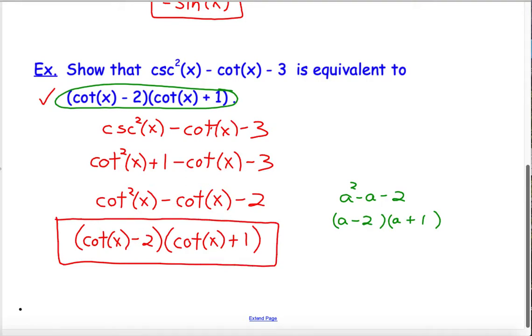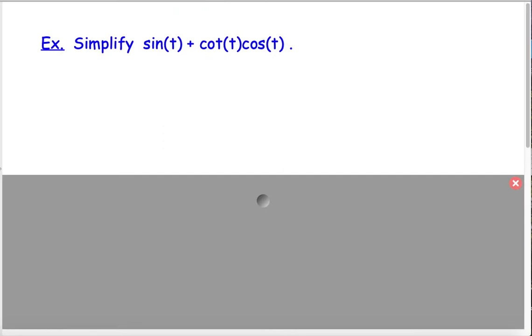All right, let's look at a few more examples. And as usual, I would probably pause, try and work this out, spend a couple of minutes, and like I say, sometimes you're going to go down the wrong road and you'll get to a dead end, and then you'll have to back up and try something else. But it's that experience that helps you get better at this, not just watching somebody else do it. Okay, let's simplify sine of t plus cotangent of t times cosine of t.